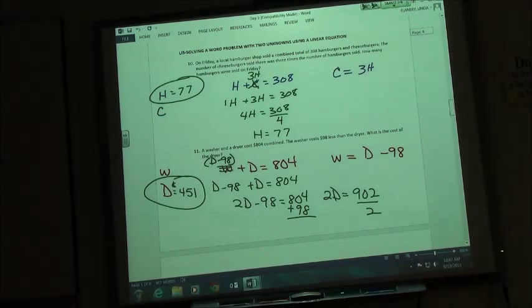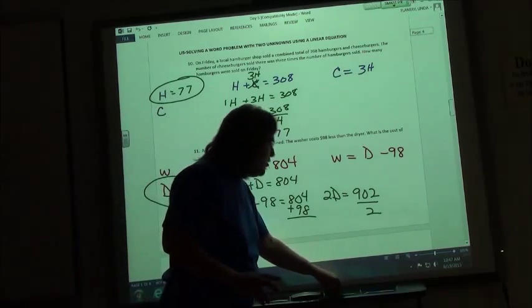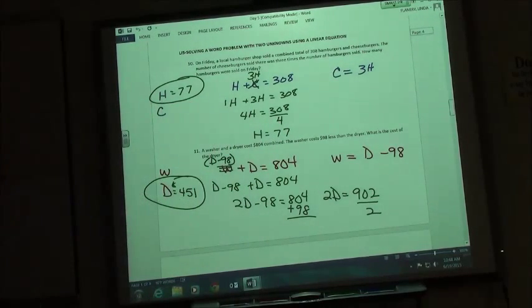So just be aware that you could have the other one, and that you got to make sure that you're answering the question that they're asking. Do they want the washer or do they want the dryer? Just because you got to the end of solving your equation doesn't mean that's the one they're asking for.